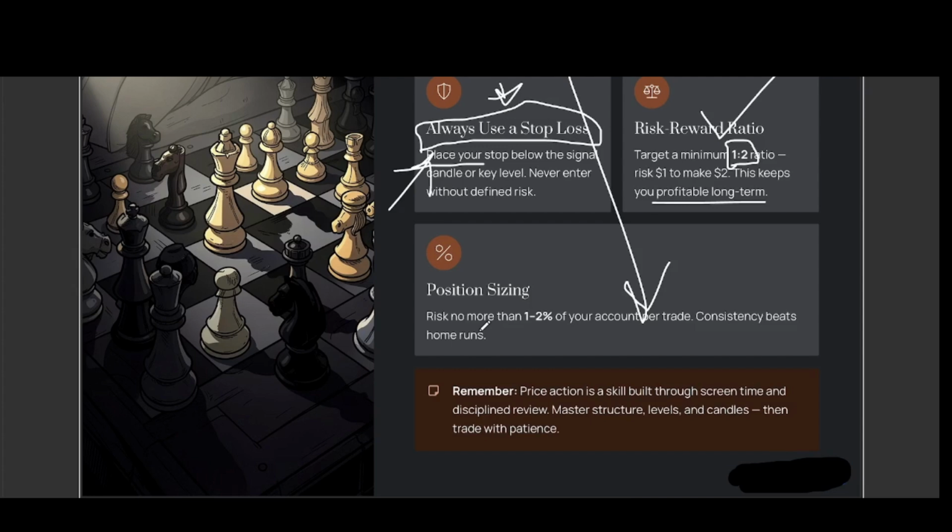And next thing to remember is price action is a skill, but through screen time and discipline it is built. Master structure levels, candles, and then trade with patience. You cannot master price action just by casually getting on the screen and trading for 1 or 2 days. It takes long screen time, discipline, and people generally take years to master this.